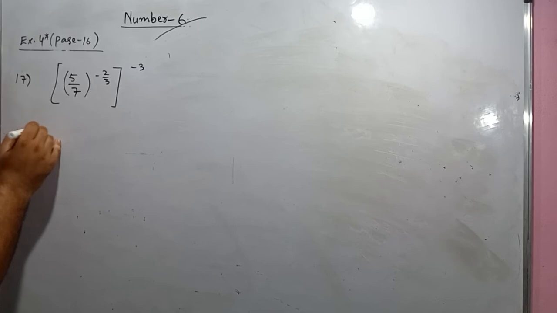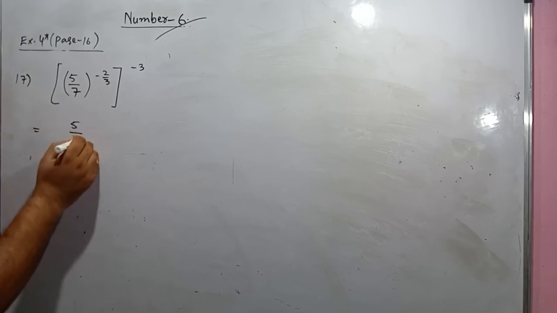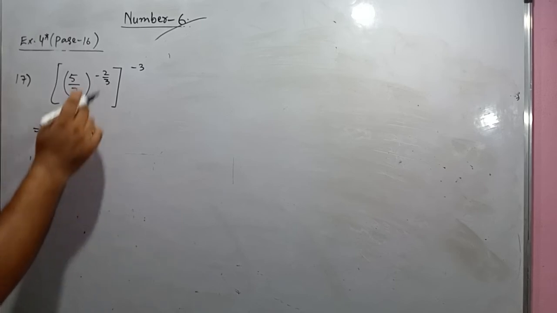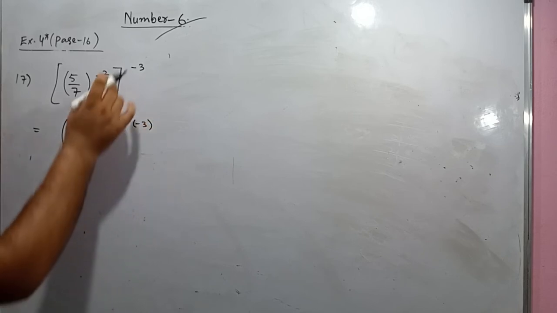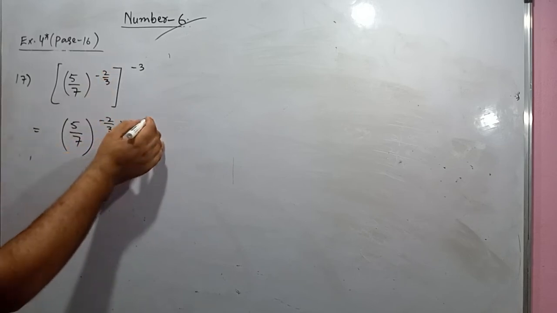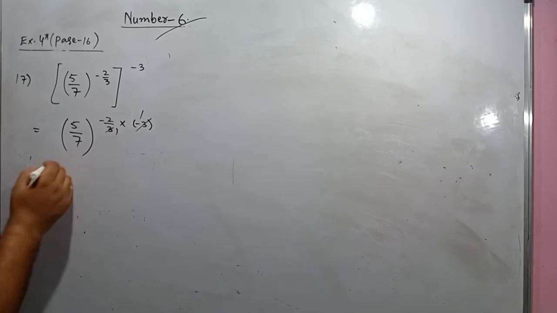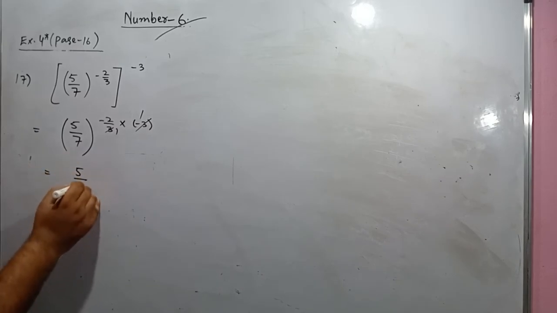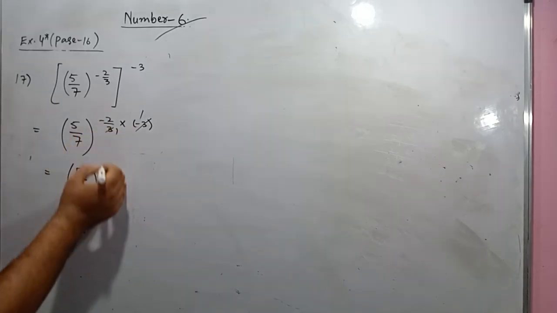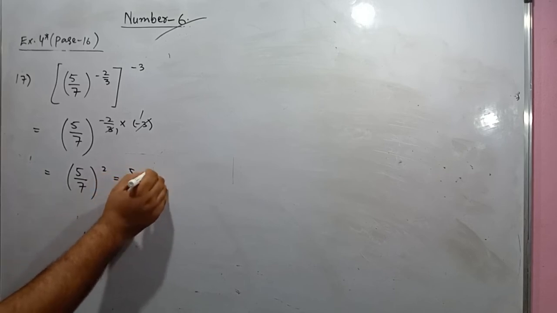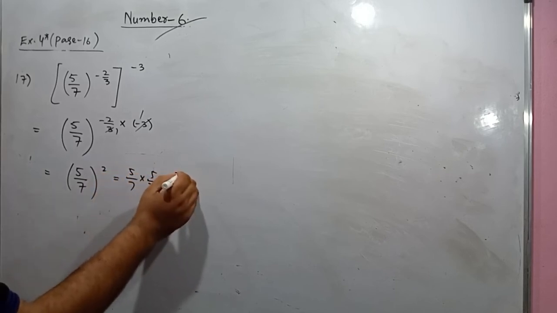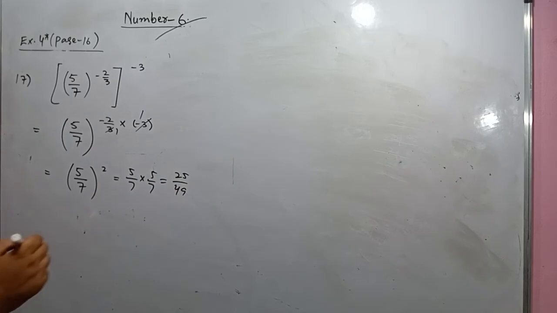Now you can see here it's (5/7) whole power (-2/3) into -3, because these powers should be multiplied. 3 ones are 3, 3 ones are 3, so it's (5/7) whole power, minus into minus is plus 2. That's (5/7) into (5/7), or we can say 5 5s are 25, 7 7s are 49.